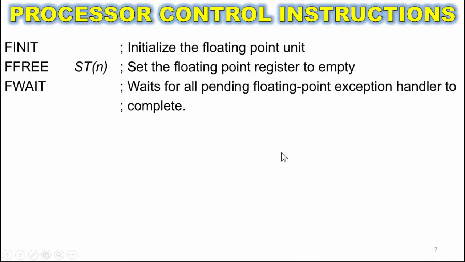The next category is processor control instructions. Under this, the following are the instructions for processor control, such as FINIT that initializes the floating point unit, FREE with specified register ST with specified index that will set the floating point register to empty, and FWAIT that waits for all pending floating point exception handlers to complete.